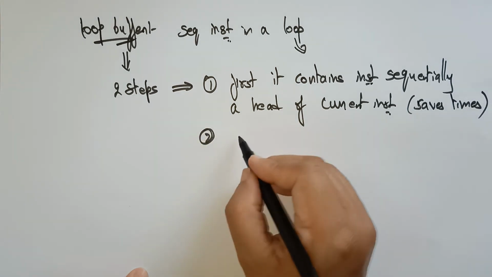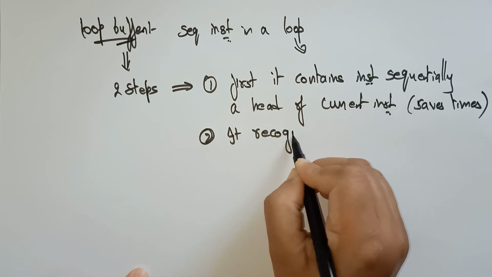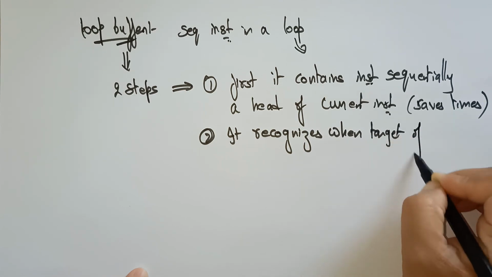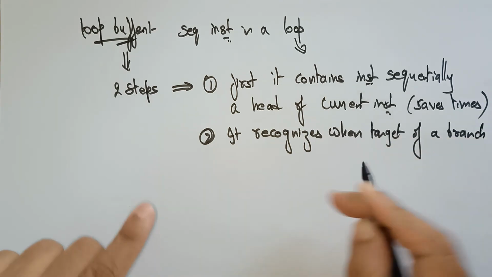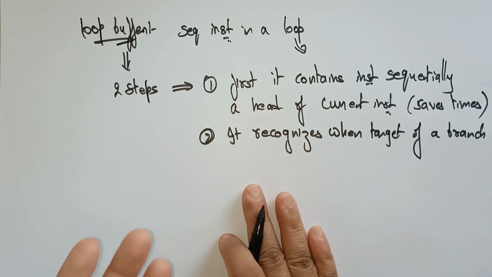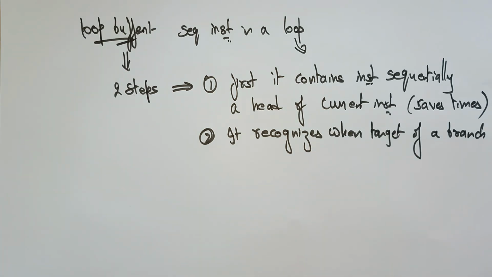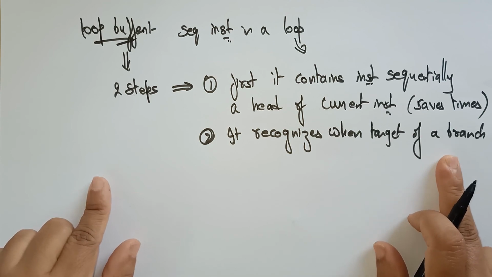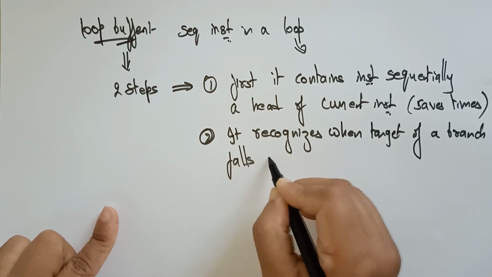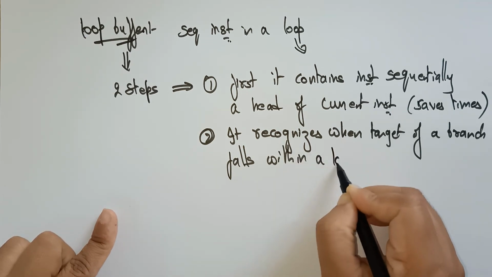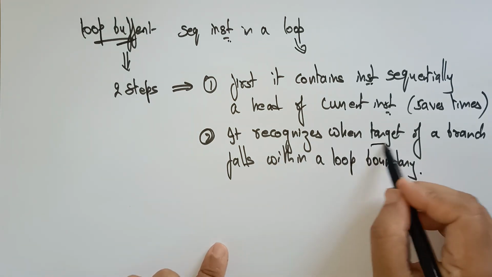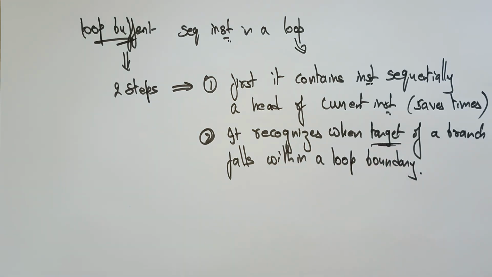Second step: it recognizes when the target of a branch falls within a loop boundary. When is the loop buffer going to be recognized? Sequential means whenever sequence instructions are there, they will be executed. Target means whenever the jump conditions are there. But then when is this loop buffer recognized? It recognizes when the target of a branch falls within a loop boundary. Only then will this loop buffer be recognized.